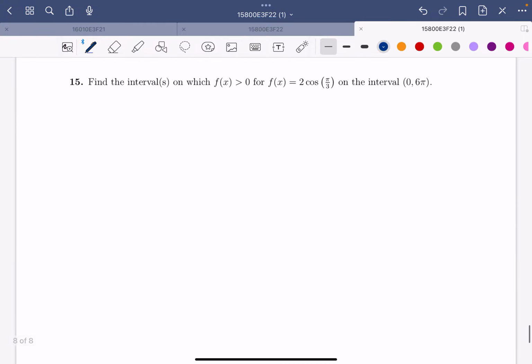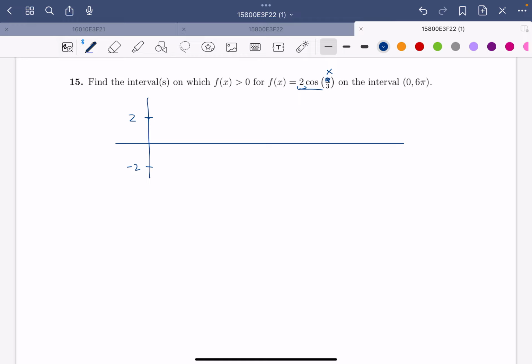Okay, last question. Number 15. Find the intervals on which f of x is greater than 0 for f of x equals cosine of x over 3 on the interval 0 to 6 pi. So I'm going to draw another lovely graph with the way this cosine is signed. So at 0, cosine of 0 is 1, and 1 times the amplitude of 2 is 2, so we know that we're actually starting up here.